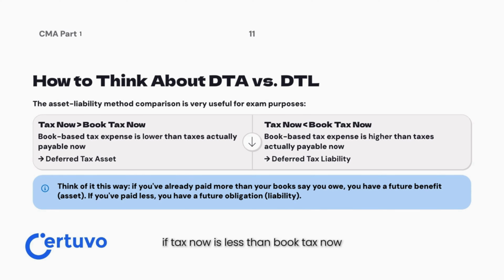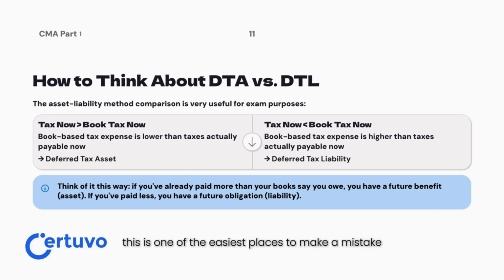If tax now is less than book tax now, then book-based tax expense is higher than taxes actually payable now. That creates a deferred tax liability. The slide summarizes it this way. If you have already paid more than your books say you owe, you have a future benefit, which is an asset. If you have paid less, you have a future obligation, which is a liability.